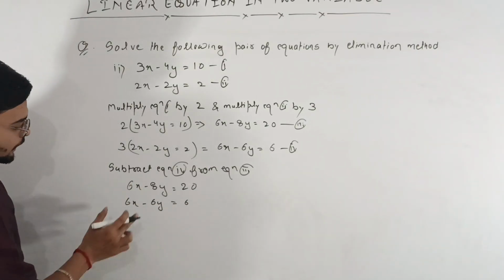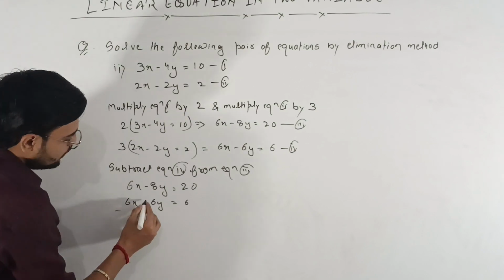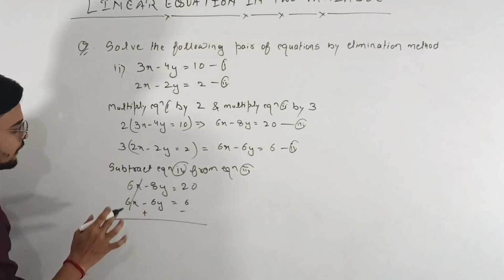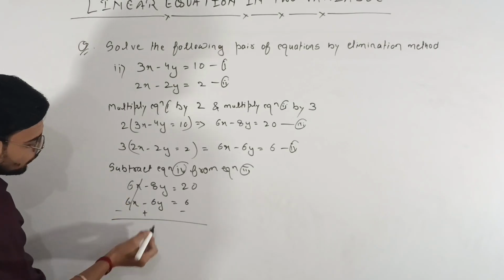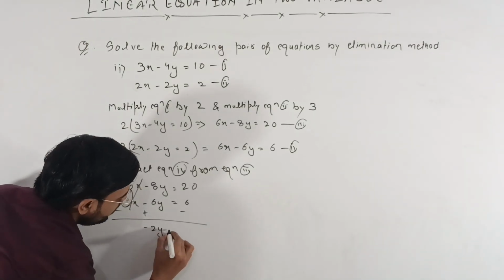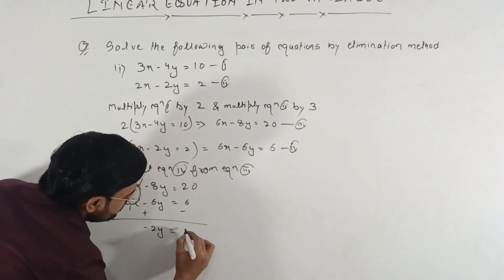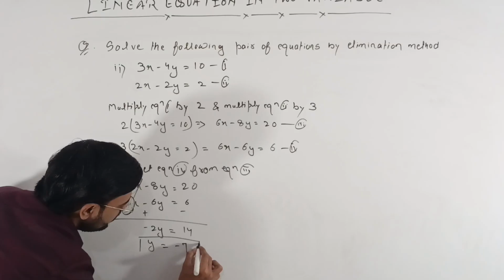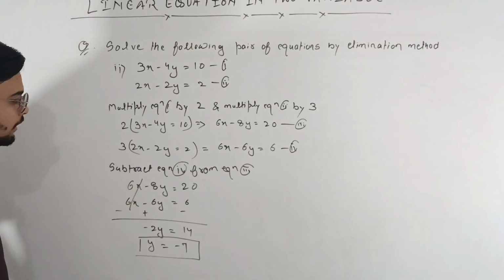Now for subtracting, we first change the signs, so this plus becomes minus, this minus becomes plus, and this plus becomes minus. So here 6x minus 6x is 0. Now minus 8y plus 6y is minus 2y is equal to 20 minus 6, which is 14. Then from here y is minus 7. Okay, y is minus 7.